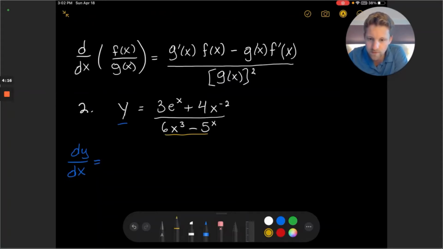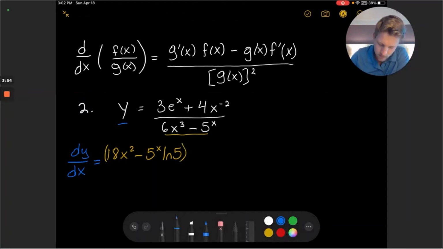So the derivative of the denominator we'll find is 18x squared minus the derivative of 5 to the x power, which will be 5 to the x, natural log of the base, which is 5. So there we have the derivative of the denominator, times, we'll take a look at the numerator function. We'll just want to rewrite that numerator function to start. So that's 3e to the x plus 4x to the negative 2 power.